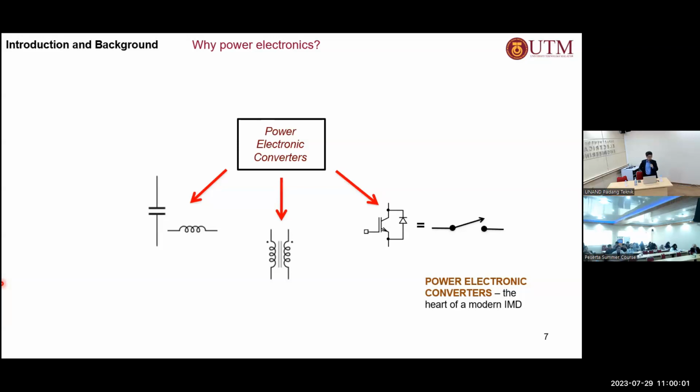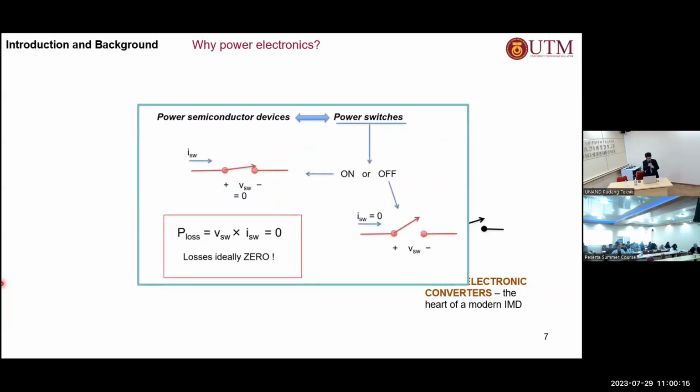And these semiconductor devices are operated not in their linear region, but rather in their cut-off or saturated region, which means that they just operate as either on or off. By doing so, if you look at the power dissipated in this on-switch or semiconductor device, then if it is fully turned on, you have zero voltage.